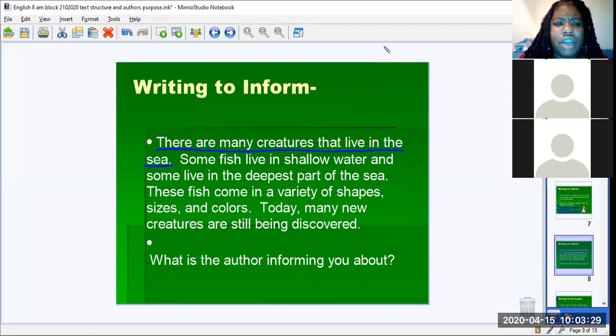What is the author telling you about? What is the author saying? They're talking about the creatures that live in the sea. Yep, talking about all the different fish. And the author wanted to let you know that they're out there. Okay? The author is informing you of what is happening right now with the creatures and the fish of the sea. There's many different colors, shapes, sizes. They're big, they're small, they're long, they're short, they're everything, they're everywhere. They're here. All right.